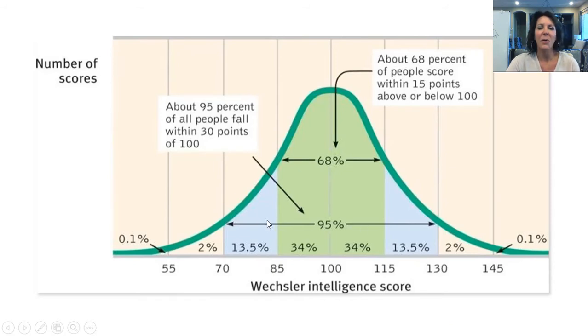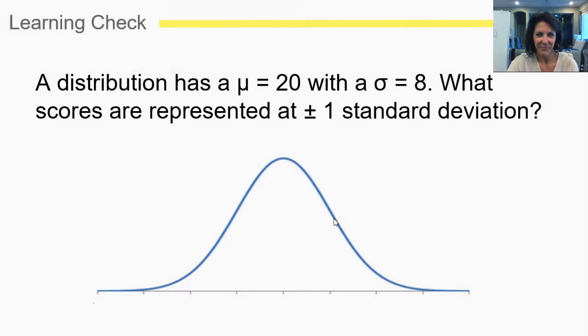Okay, so in sum, you're going to want to remember that 68% is plus or minus one standard deviation, and 95% means plus or minus two standard deviations from the mean. All right, let's practice with this.